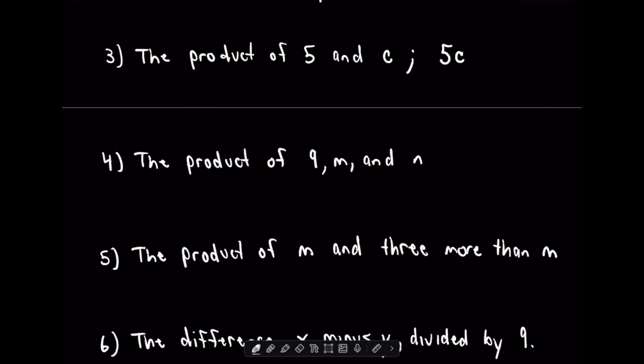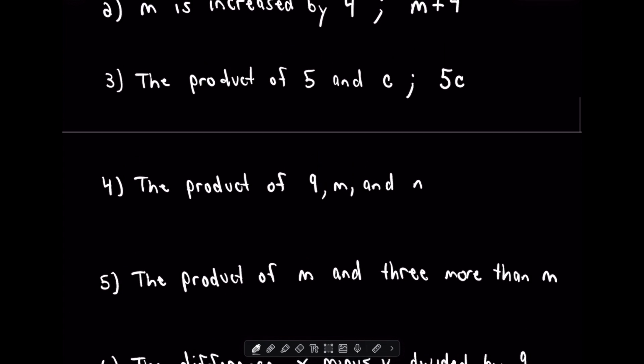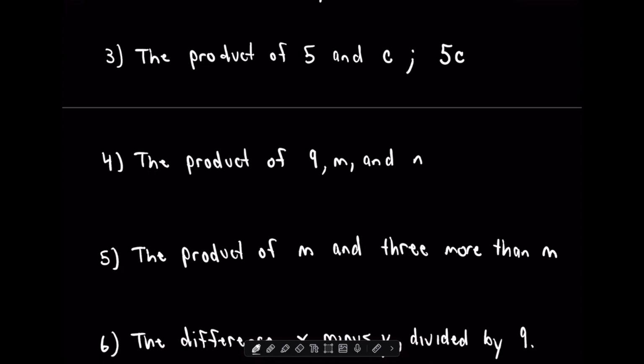Okay, so all of these operations that we're talking about, addition, subtraction, multiplication, division, ultimately work on 2 quantities at a time. But we can still write these expressions with more variables than just 2. For example, in number 4, we've got the product of 9, m, and n. So we're multiplying all of those together. We could just write 9mn. And that simply says that 9 is being multiplied by m, which is being multiplied by n.